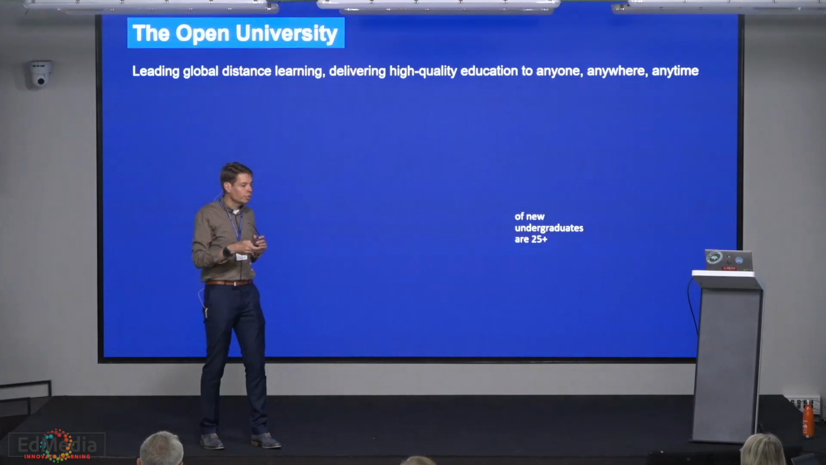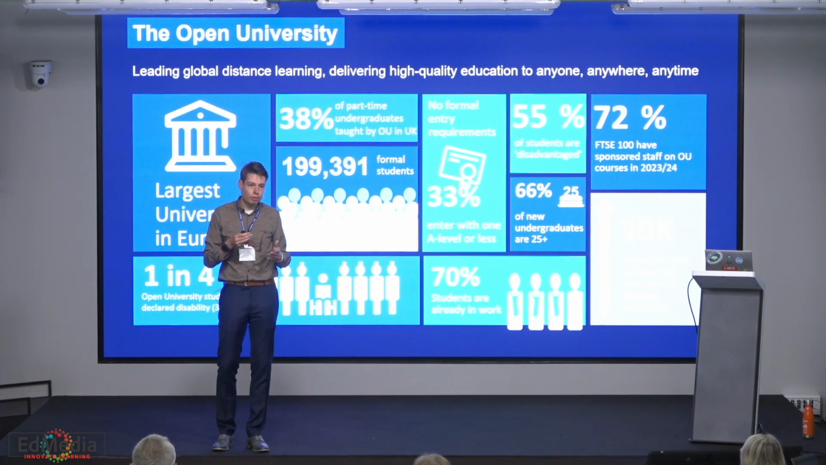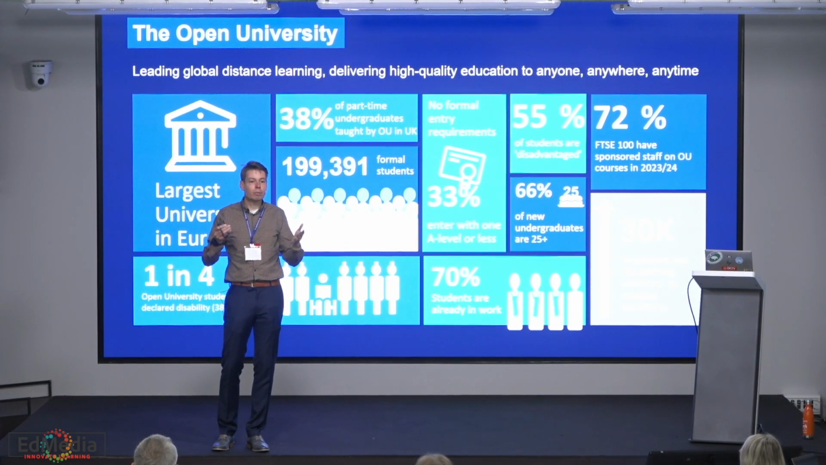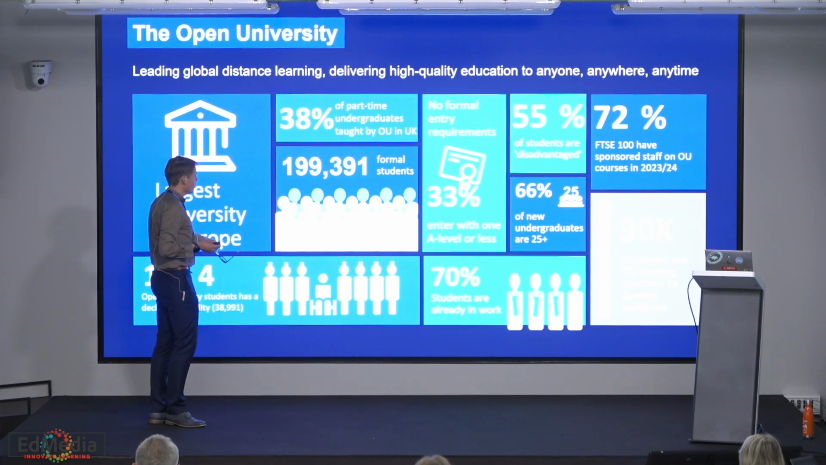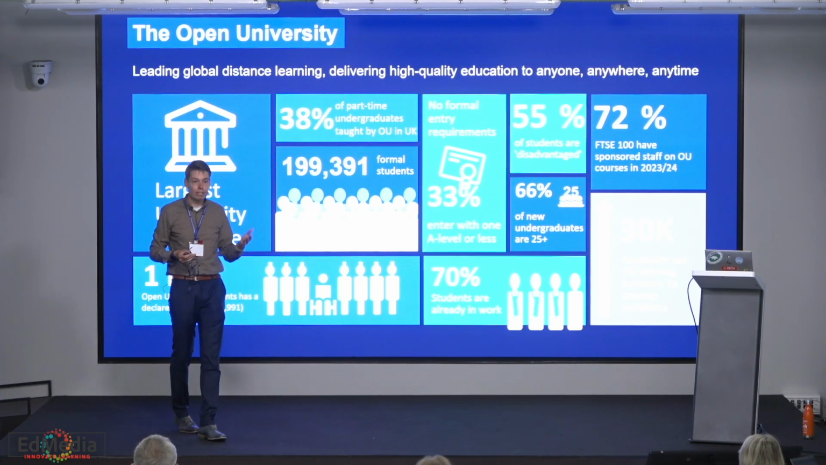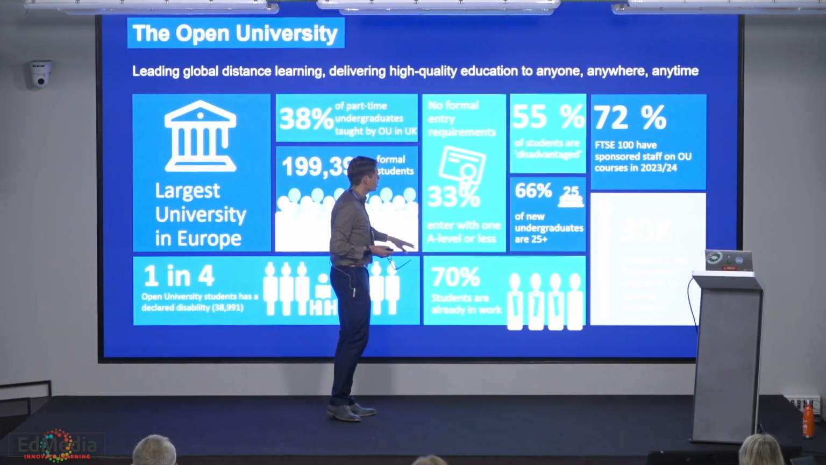So just to give you a little bit of context of where I work. I work at the Open University, and the Open University in the UK is completely open. So you can study any degree with or without any prior qualification. One in every 4 students has, for example, a declared disability. 70% of our students are already at work.